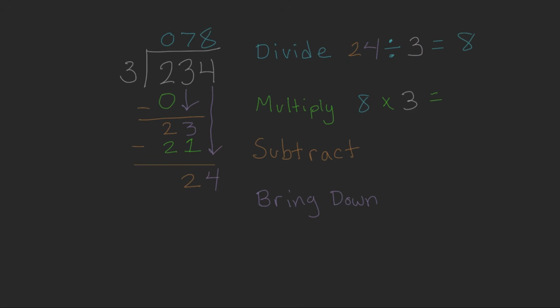We want to finish up the problem though, so we're going to write the 24 down below the other 24. Now we move to the subtract. 24 minus 24 is going to get us 0. As we can see, when we subtract that, we're going to have nothing left to bring down. 234 divided by 3 is 78.